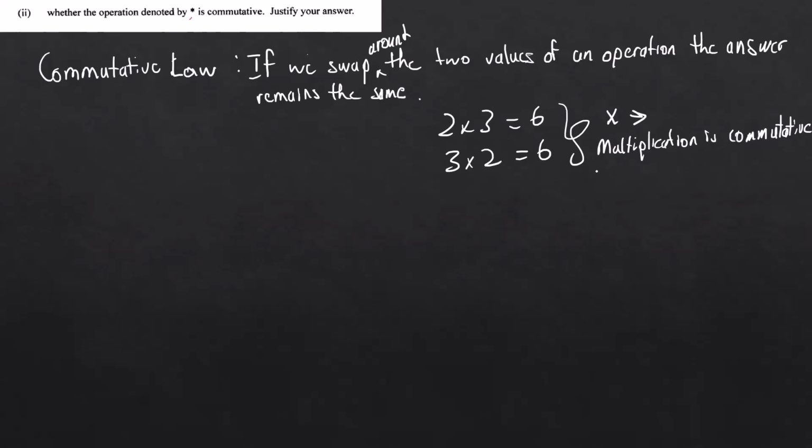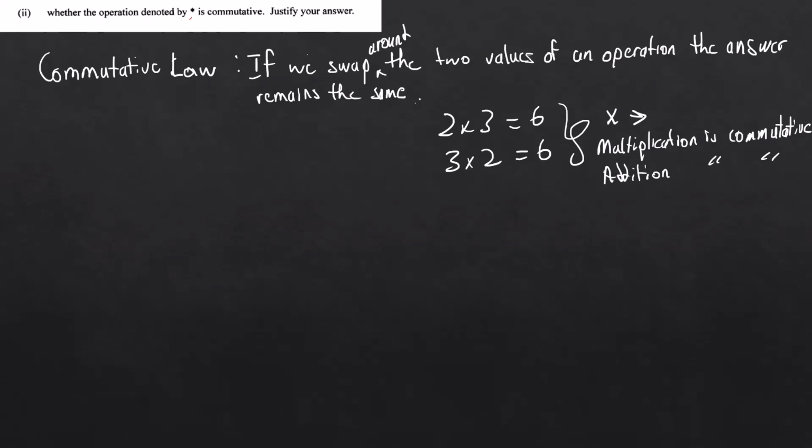Another thing that's commutative is actually addition. So addition is also commutative, because you can add 3 plus 3 is 6, and 6 plus 4 is 10, and 4 plus 6 is still 10. Division is not commutative because 6 divided by 2 is not the same answer as 2 divided by 6. And subtraction is definitely not commutative, right?